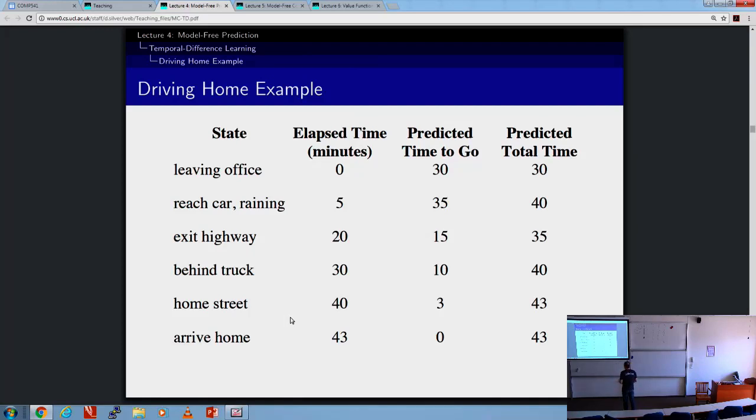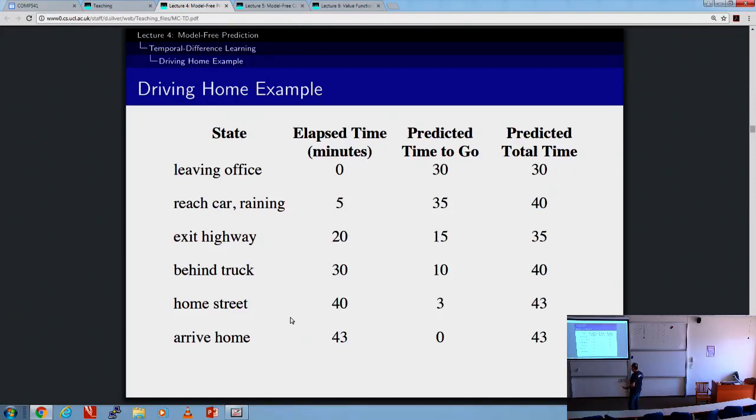So in the beginning, when I'm leaving the office, I basically have a predicted time of 30 minutes. Predicted time to go is 30 minutes, predicted total time is 30 minutes. So the reward that I assign in the beginning to the first state is 30.